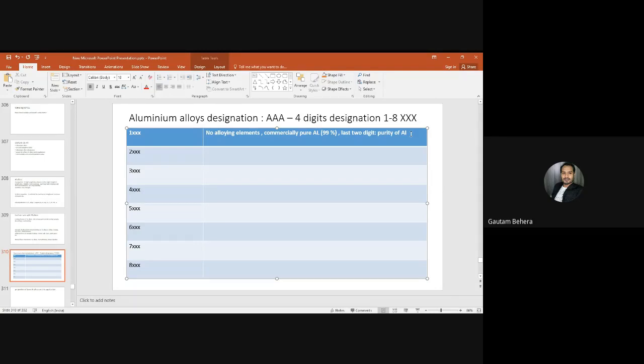like my aluminum is 99.99% pure. Some people will call my aluminum 99.999% pure. Nowadays they are saying like this also: 4N, 5N, 6N, 7N, 8N. 4N means 99.99, 5N means 99.999, 6N means 99.9999, like this. They are saying like this nowadays. So the last two digits in the first series will tell about the purity of the aluminum.